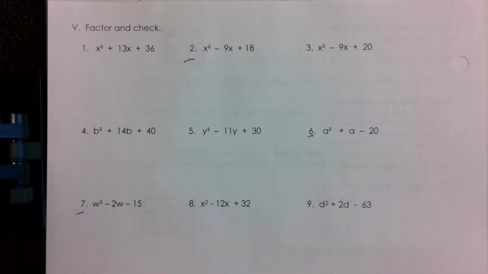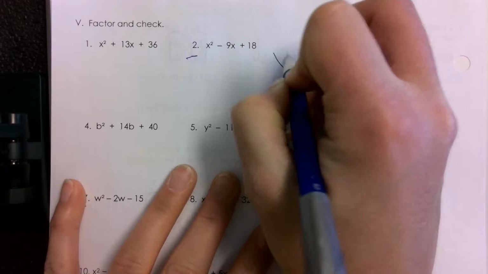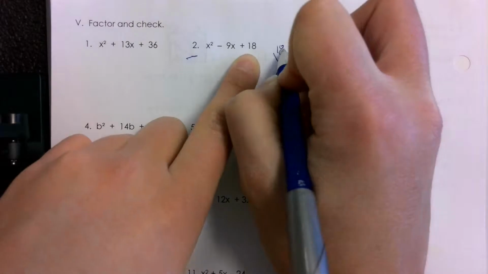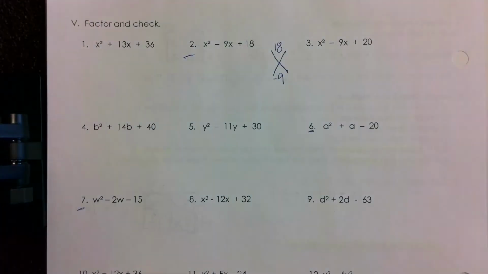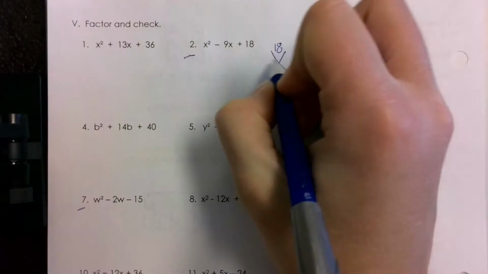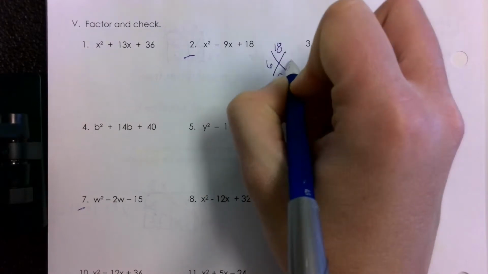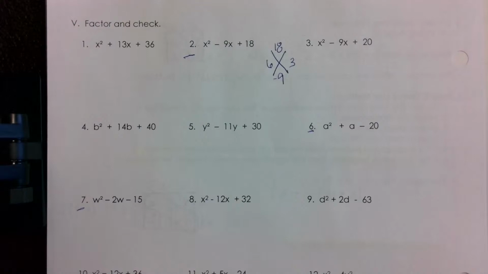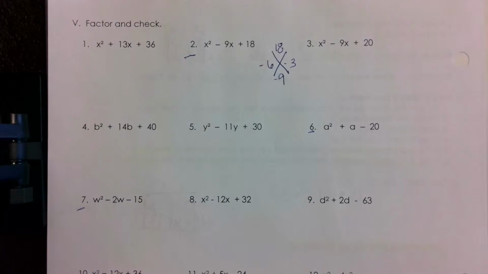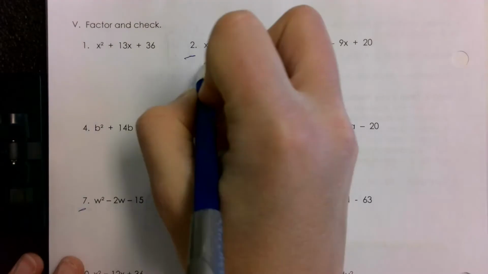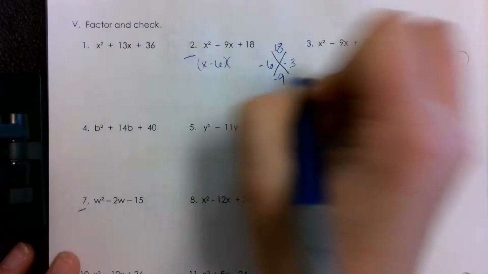So we're going to draw our big X. You put that C value up top, so 18. You put your B value on the bottom, so negative 9. We need factors of 18 that add to be negative 9. So what would that be? What's going to multiply to positive 18, but add to be negative 9? Positive 6, positive 3. So positive 6 plus positive 3 is going to give you negative 9. Negative 6, negative 3. See, this is why I don't like this kind, because you got to think about that. But it's fine. It's okay. So then when you write your factors, it's going to be x minus 6 and x minus 3. How do you check it?